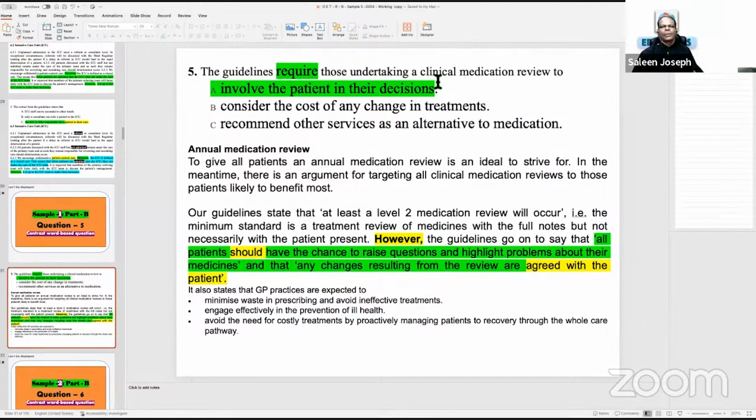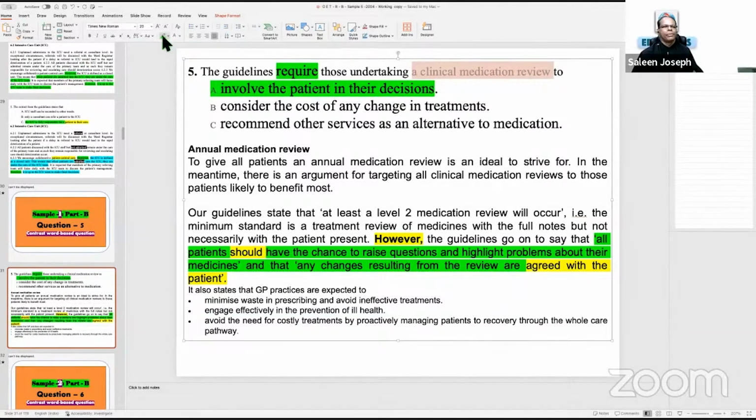The guidelines require those undertaking a clinical medication review to involve the patient in their decisions. Other option: consider the cost of any change in treatments. Though the guidelines require those undertaking a clinical medication review... First one says involve the patient in their decision. Second one says consider the cost. Third one says recommend other services.